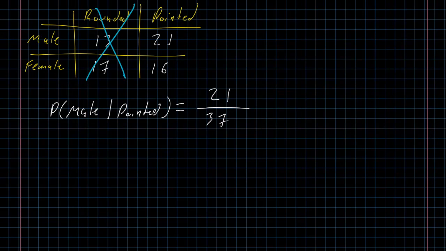21 of them were male, and 21 divided by 37, according to my calculator, is 0.568.